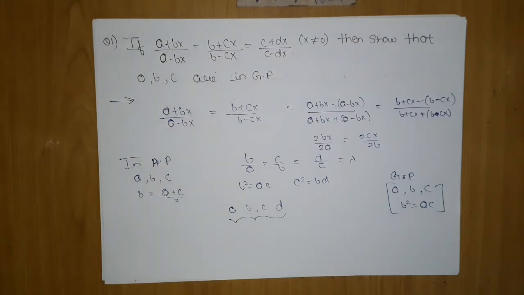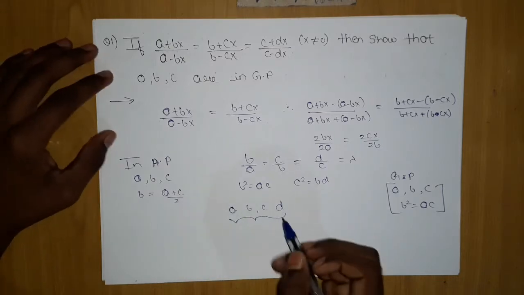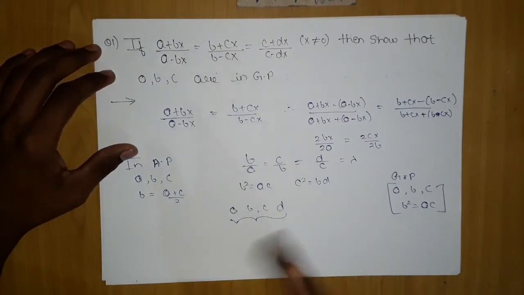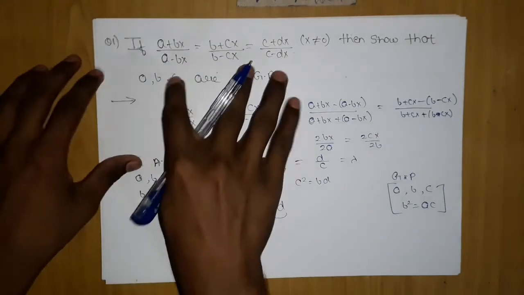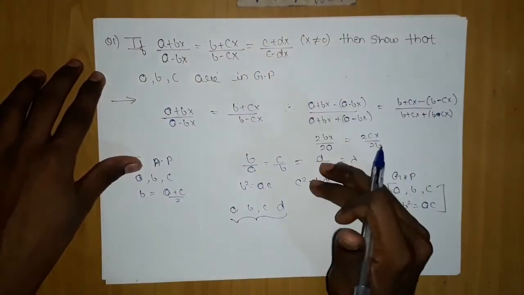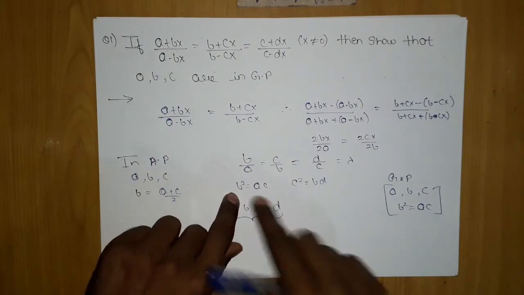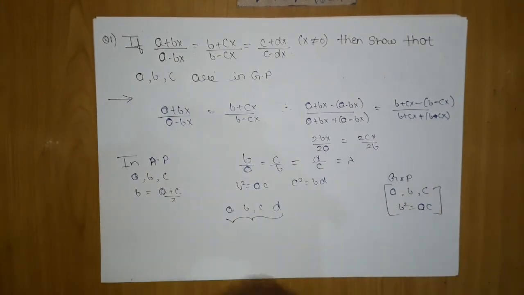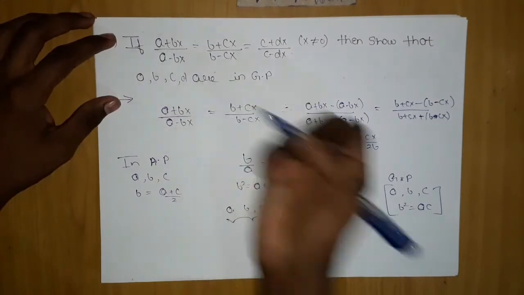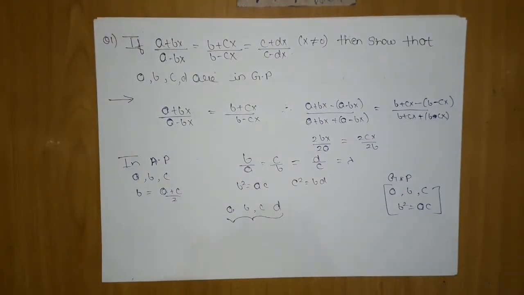So we are done with this problem. We have proved that it is in GP. How? By applying componendo and dividendo in these two, and similarly we proved that this is also equal to this. And then if we take these two and these two, it becomes like this, which is the geometric mean, which proves our point that a, b, c and d are in GP.